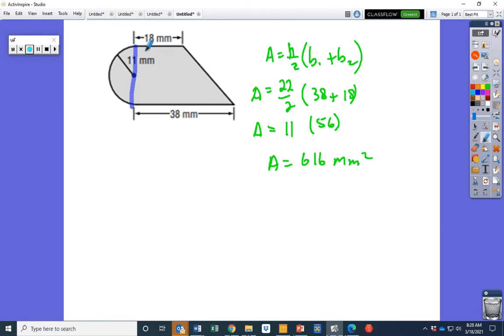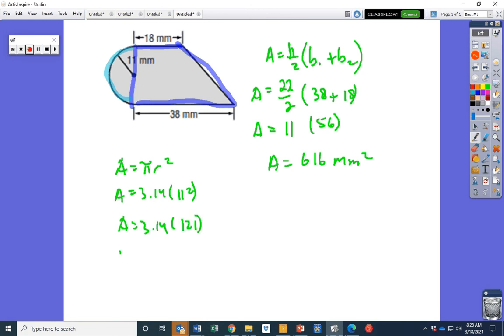Okay, check it out. We found the area of everything up here. Now we need to find the area of this part. Well, I have a radius, right? And that's what I need. Area equals pi times radius squared. Area equals 3.14 times, what's the radius? 11 squared. What's 11 squared? Now, if I multiply 121 times 3.14, tell me what I get. 379.9? Okay, I'm going to trust you. And it's about, because there's pi involved.